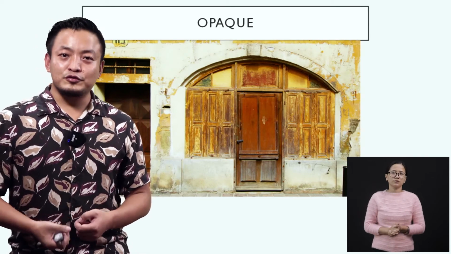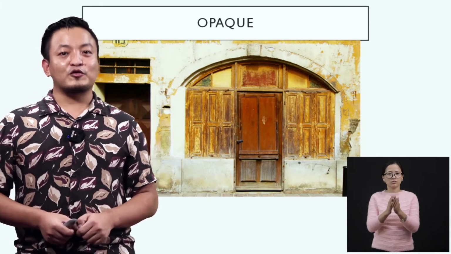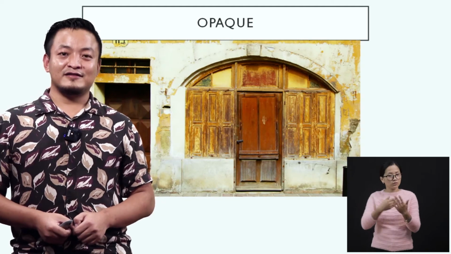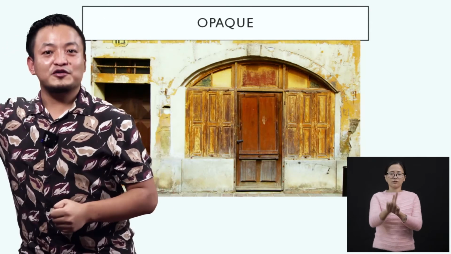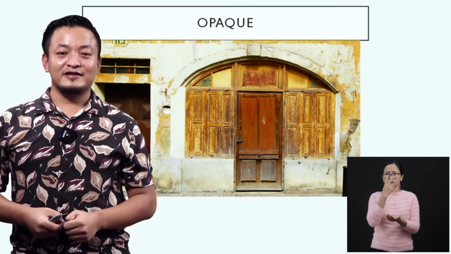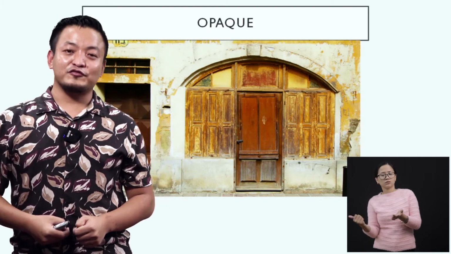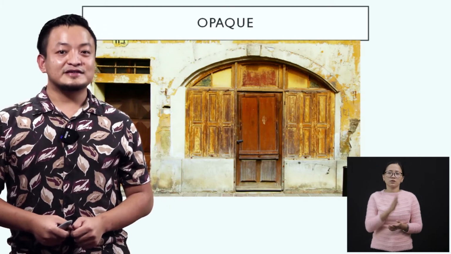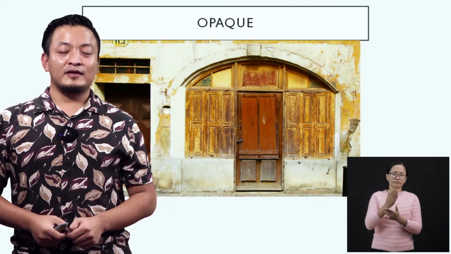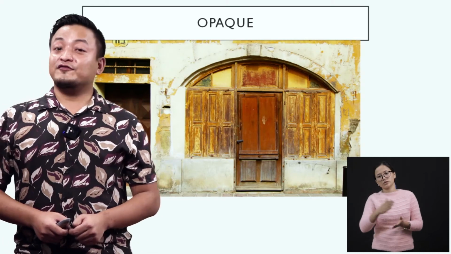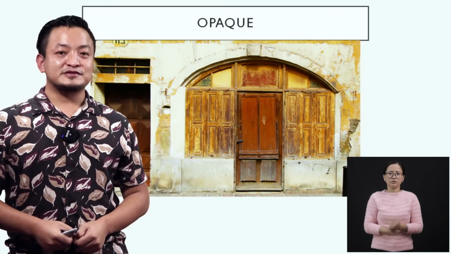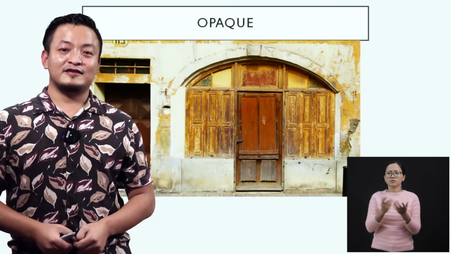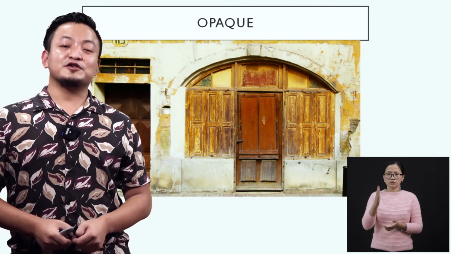Now, book, football, these are all opaque objects, right? Because if I place a football in front of me, I will not be able to see on the other side, right? Because light does not pass through the football, because it is an opaque object. And if I place a book in front of me, I will not be able to see what is on the other side, because light does not pass through that.